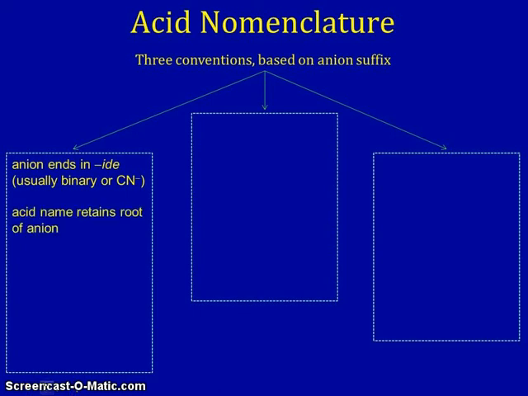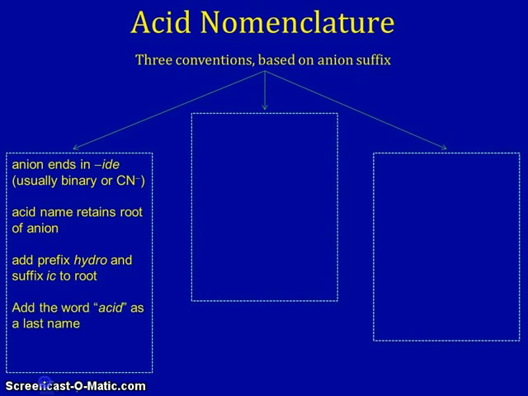The acid name will retain the root name of the anion. So if it's HCl, it's going to have chlor in it, and everything's going to be built around chlor. We're going to add the prefix hydro and the suffix ic to that root. So again, if it's chlor, hydro, chlor, ic. Those are the pieces. And then we add the word acid as an ending name. So hydrochloric acid. And that would fit the pattern right there.